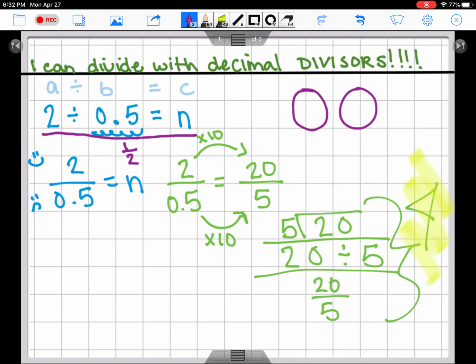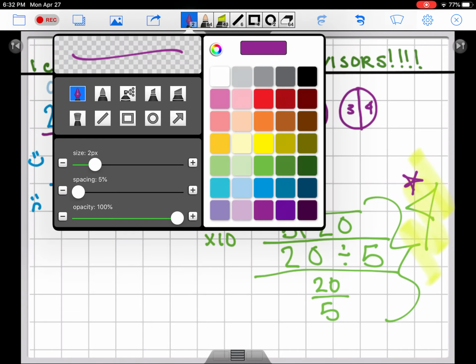So how many halves can fit into these 2 cookies? I could even draw that. I made halves of this cookie and halves of these cookies, and I could count them. 1, 2, 3, 4. 4 halves can fit into 2 cookies. That matches my answer over here. And this is just one way to conceptualize or think about what that really means.